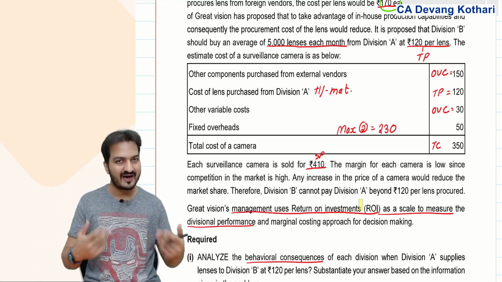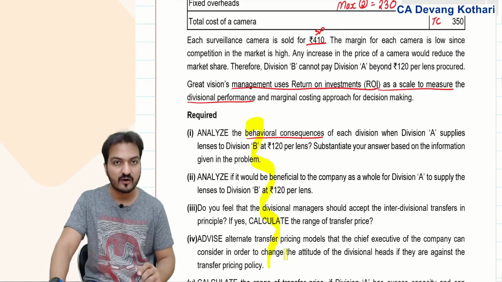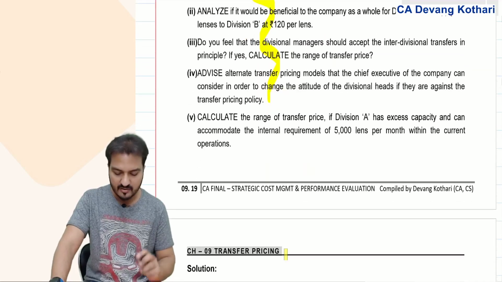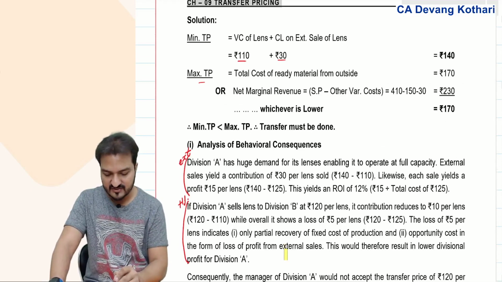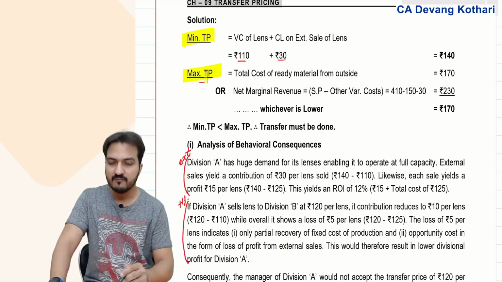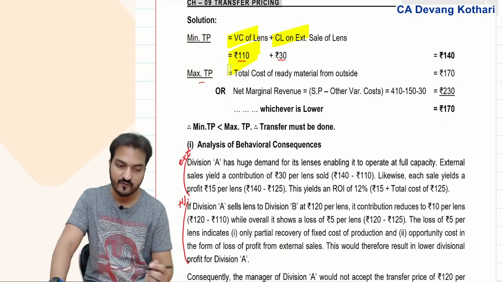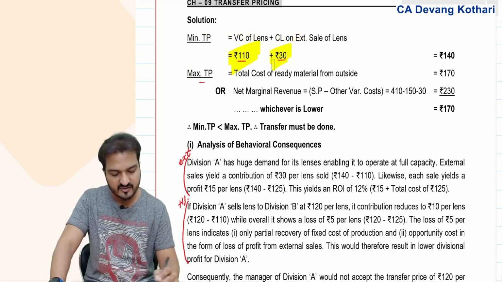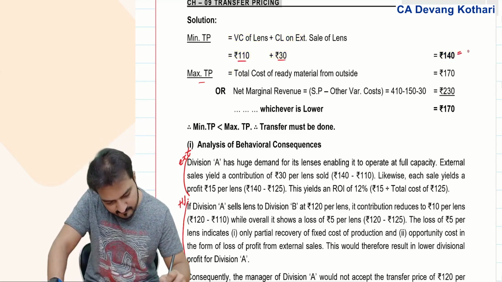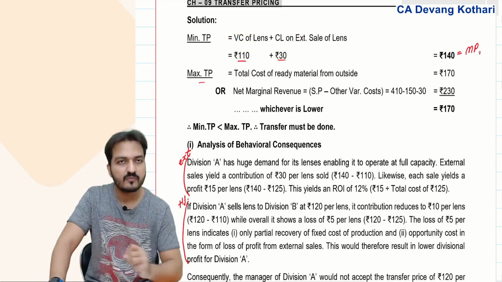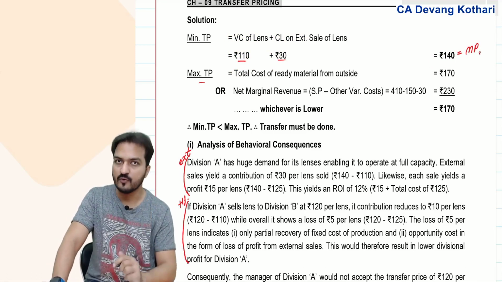Before I explain what they have asked in the required part, let me show you some general calculations which I have done first. First, I'll make a general calculation towards minimum TP and maximum TP. Minimum TP is variable cost plus contribution loss. Variable cost is 110 for division A. Contribution loss will be 30, so 140, which is the same as the market price at which division A is selling outside. So that is the minimum TP that A will want.